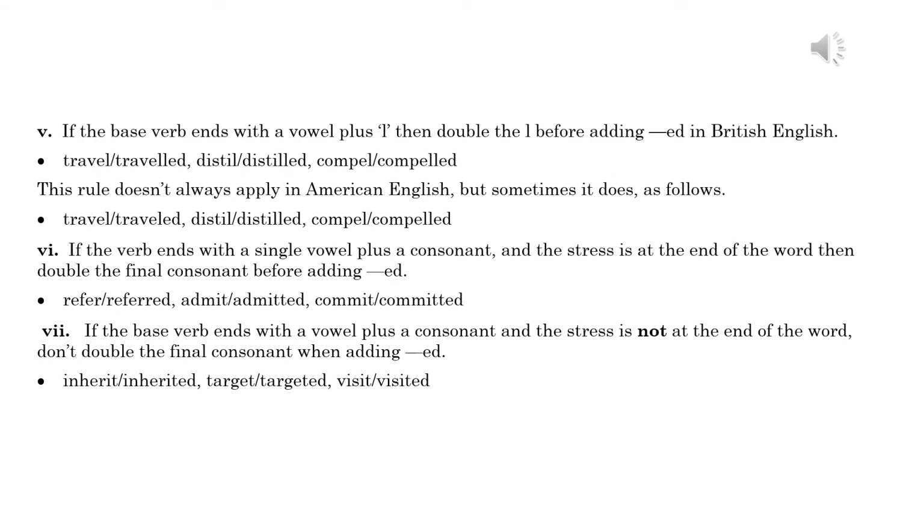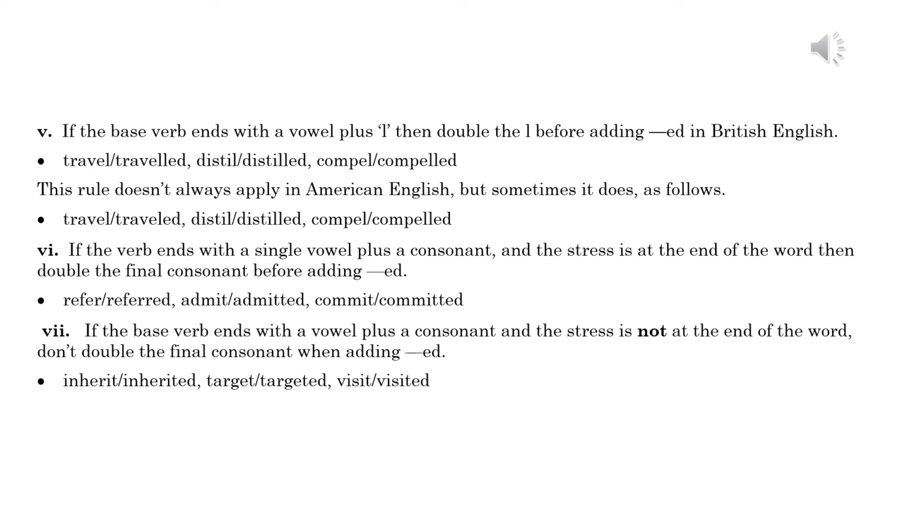5. If the base verb ends with a vowel plus L, then double the L before adding ed in British English. Travel, travelled, distill, distilled, compel, compelled. This rule doesn't always apply in American English, but sometimes it does, as follows. Travel, travelled, with one L, distill, distilled, with two L's, compel, compelled, with two L's.